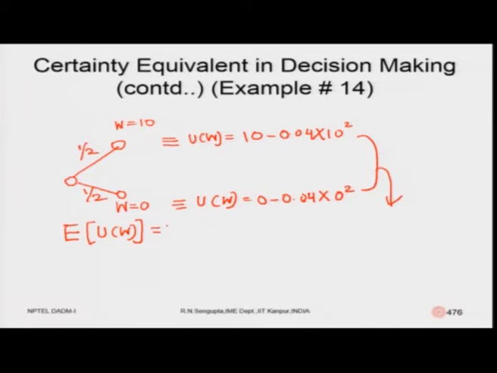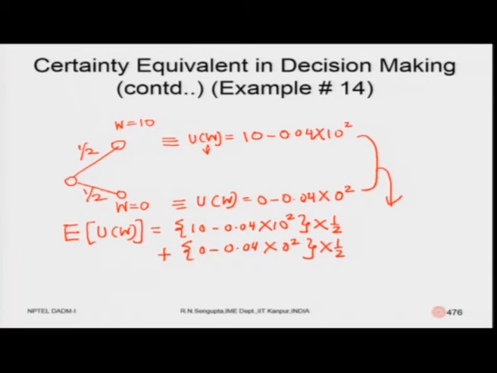So, when I find out the expected value for the utility, let me write it so it will be easy. It will be 10 minus 0.04 into 10 square, multiplied by half, plus 0 minus 0.04 into 0 square, into half. So, once I find it out, I find out the utility function.